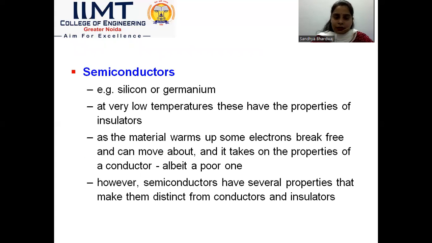Now the semiconductor, for example silicon or germanium. At very low temperature, these have the properties of an insulator. As the material warms up, some electrons break free and can move about, and it takes on the properties of a conductor. However, semiconductors have several properties that make them distinct from conductors and insulators.